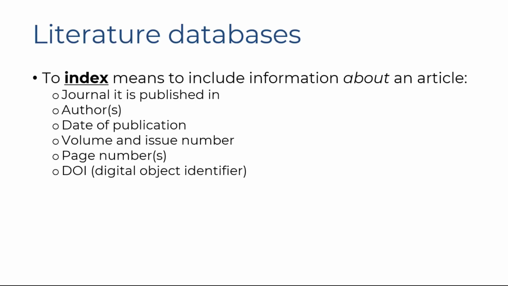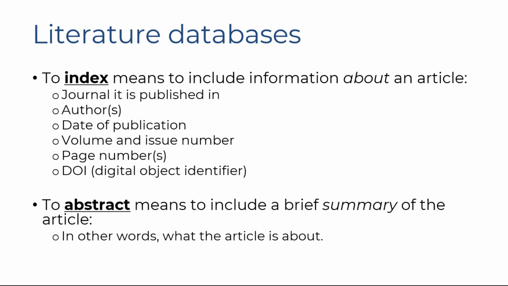Well, index means to include information about an article, the journal it's published in, the author's publication date, that sort of thing. To abstract means to include a brief summary of the article. In other words, what the article is about. So a literature database will have a record with the index and the abstract, and when you go to a literature database and you enter in a search term, it is searching the index and the abstract for the term that you typed in.